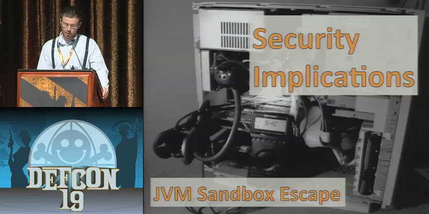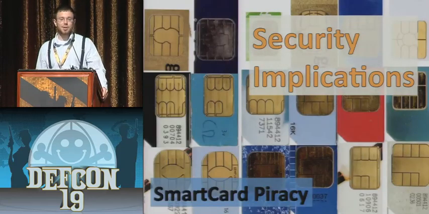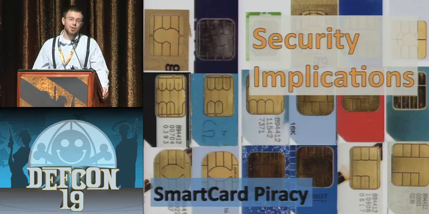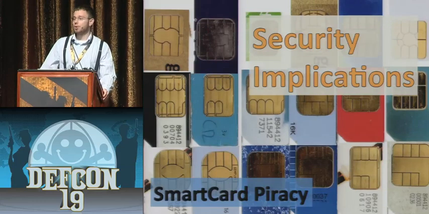The next security implication is smart card piracy. There's actually an ongoing war between cable TV set-top box manufacturers and smart card pirates. Satellite signals are broadcast throughout and they're encrypted, and the way you view satellite TV is if you have the decryption key in a smart card. Well, pirates want to be able to decrypt those signals as well and sell knockoff smart cards.